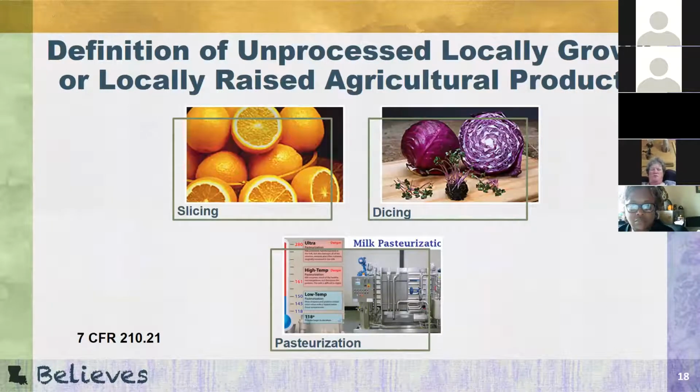To be considered an unprocessed, locally grown, or raised agricultural product, the product must retain its inherent character. 7 CFR 210.21 provides specifics as to food handling and preservation techniques that do not change the character of a product. Some examples are cooling, freezing, peeling, slicing, dicing, washing, packaging, butchering, cleaning, and the pasteurization of milk. Flavoring of milk is not included, so geographic preference cannot be used when awarding a bid for flavored milk.